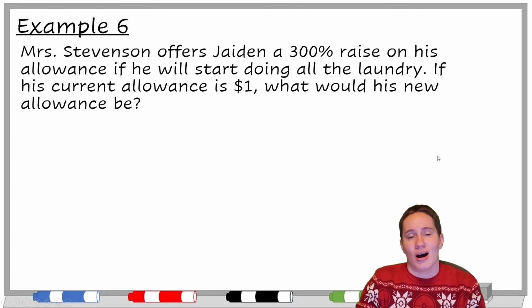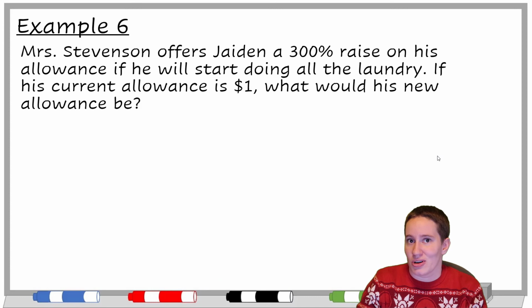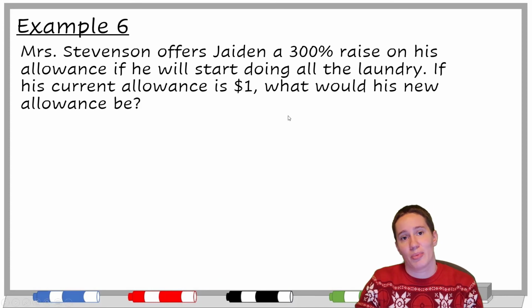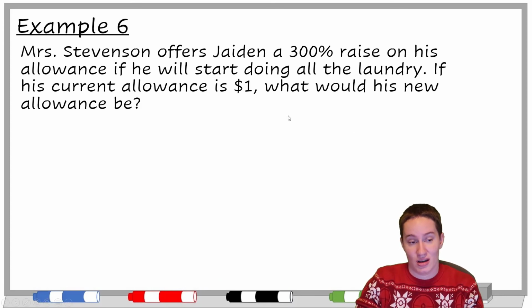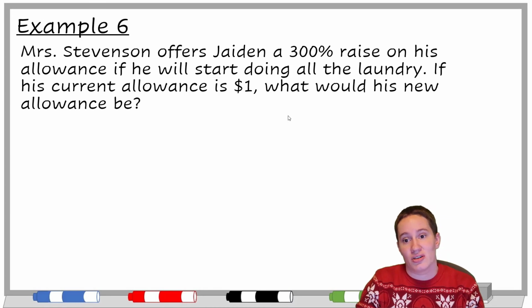So, one more example, and honestly, this was partially just to be funny. A completely made-up situation, I assure you. This random person named Mrs. Stevenson, I don't know them personally, offers Jaden, who is her son, a 300% raise on his allowance if he will start doing all the laundry. If his current allowance is $1, what would his new allowance be?